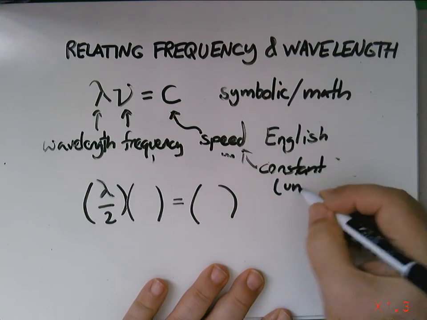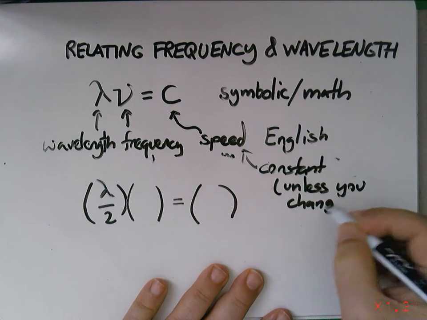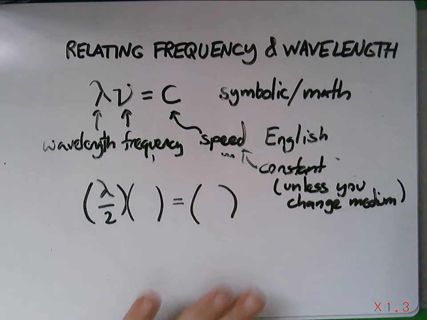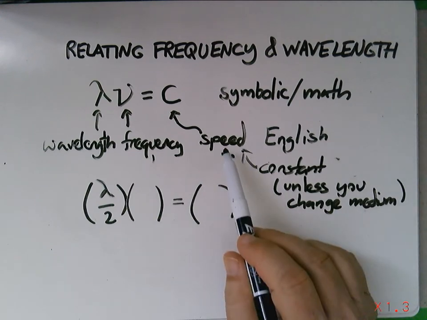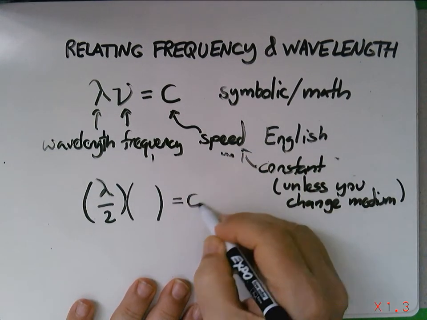Unless you change what you're traveling through, like if you look at the speed of light through vacuum, it's different from the speed of light through air. Or you change the kind of wave you've got. An electromagnetic wave will always have the same speed as the speed of light, but a sound wave can be considerably slower. Anyway, that's going to be a constant for the particular medium and type of wave that you've got. So I can't change that C. It's got to stay the same.